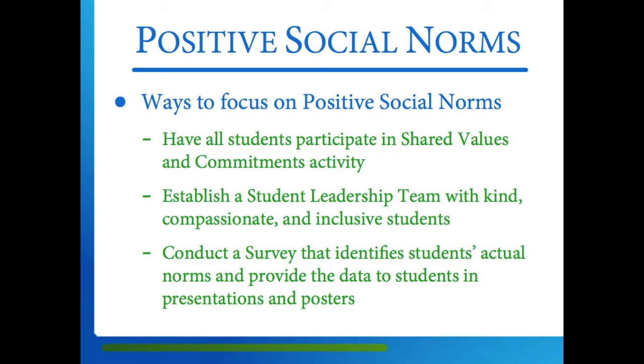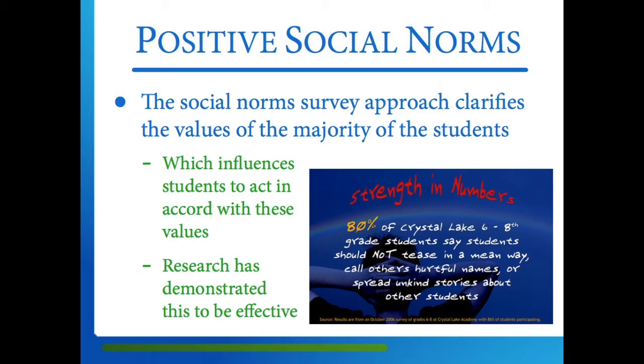There are a number of different ways to focus on positive social norms. Having all students participate in the development of a statement of shared values and personal commitments activity is one strategy. Establishing the student leadership team is another strategy, but a really powerful strategy is conducting a survey that asks about and identifies students' actual norms and then providing that data back to students in presentations and posters. A study was implemented to try this approach, specifically focusing on bullying. A social norm survey was administered to the students. It clarified the values of the majority of those students, and it clearly influenced those students to act in accord with those values. There was a significant reduction in bullying. I think it was 37% at one school, just by surveying the students and putting these posters up.